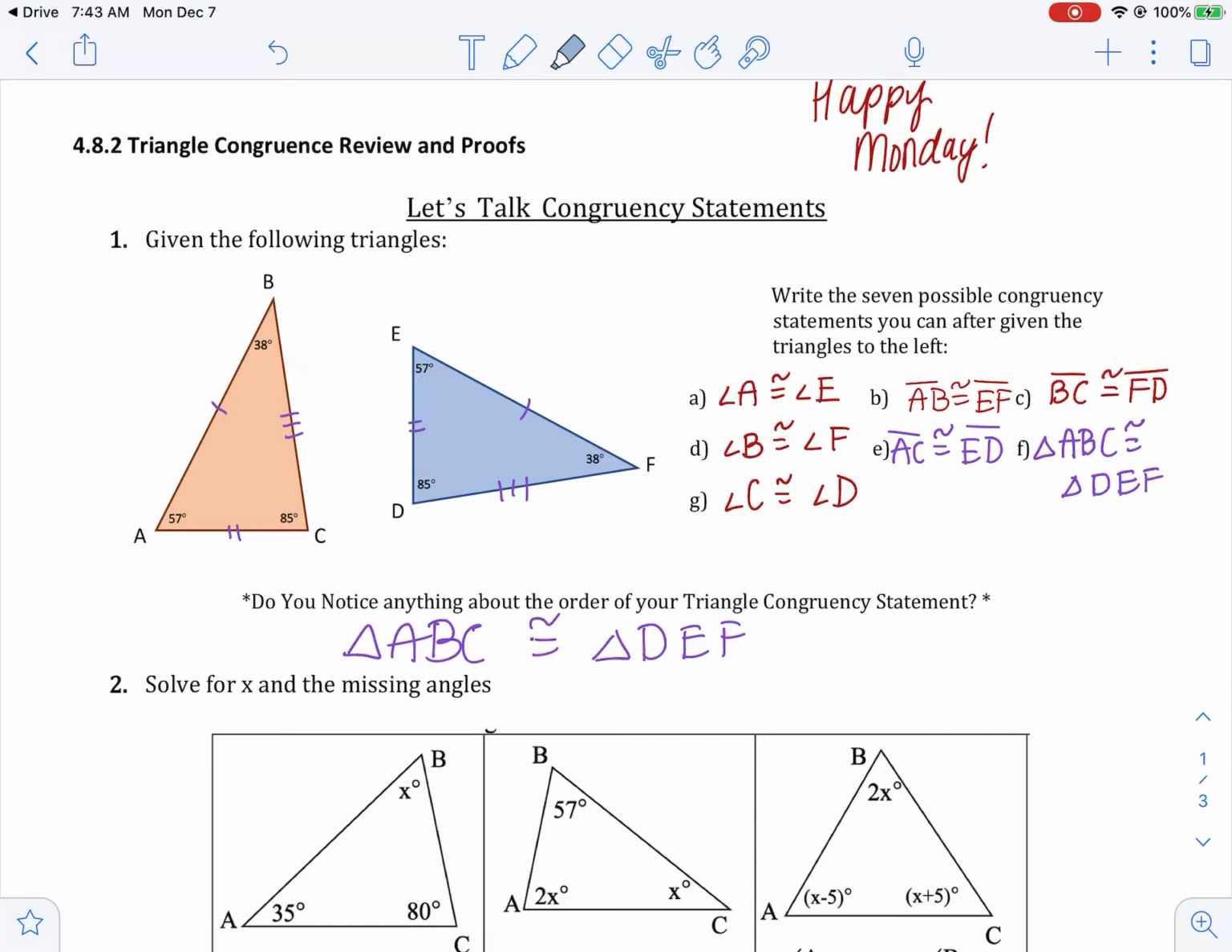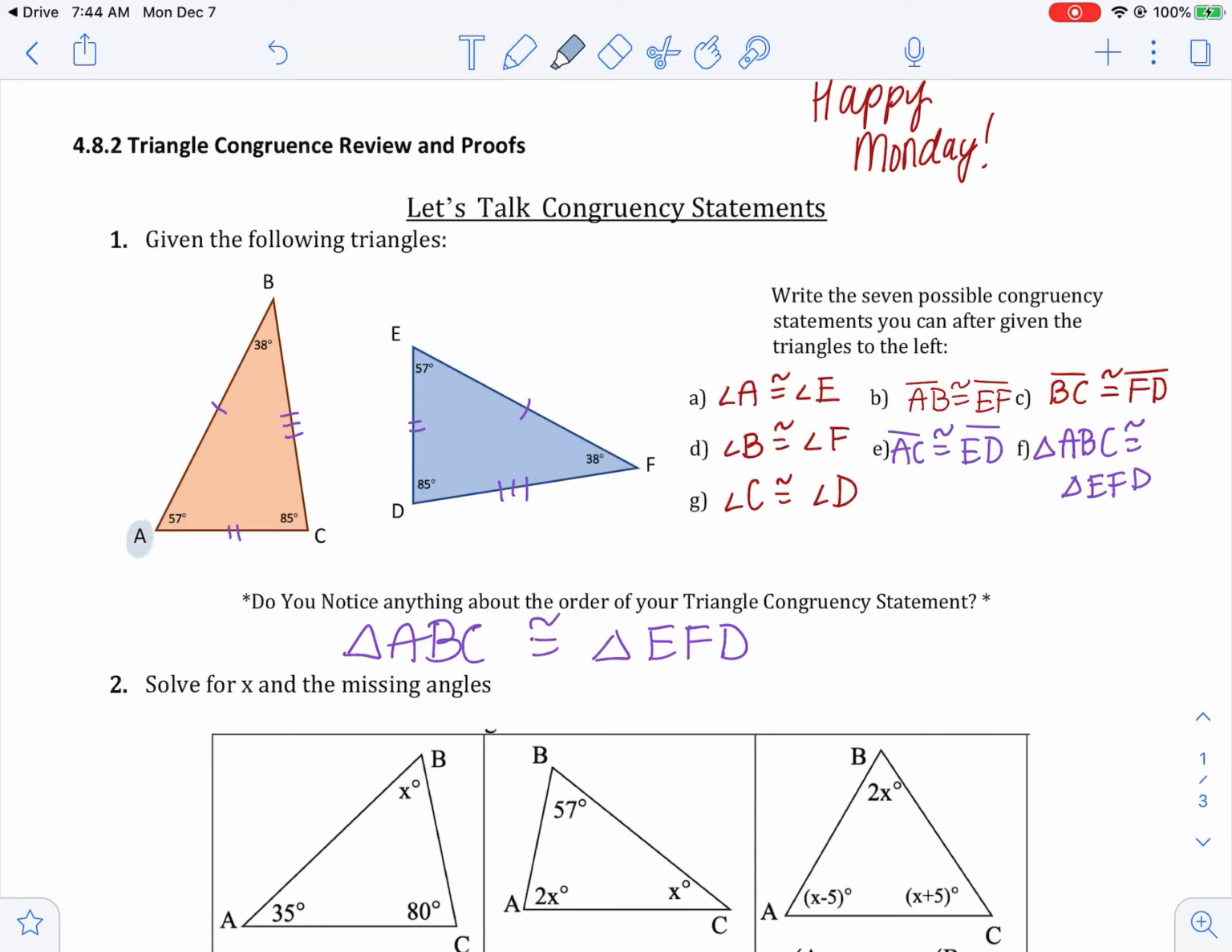Okay, unless I wrote this wrong. Oopsie. There we go. That was actually a good little mess up there because I need us to see how the congruent angles and the congruent sides are corresponding in the same order from one triangle to the next.